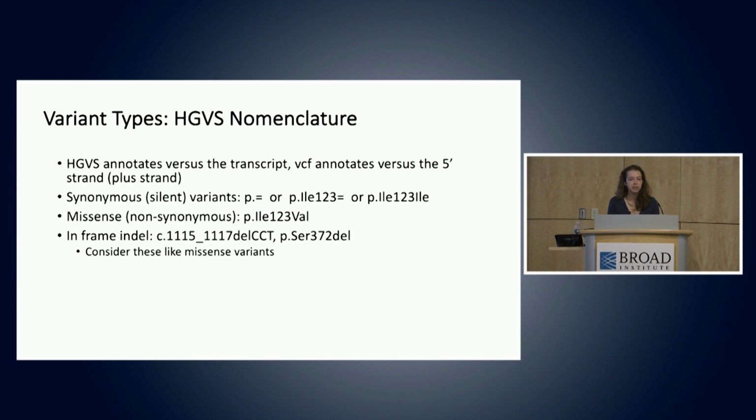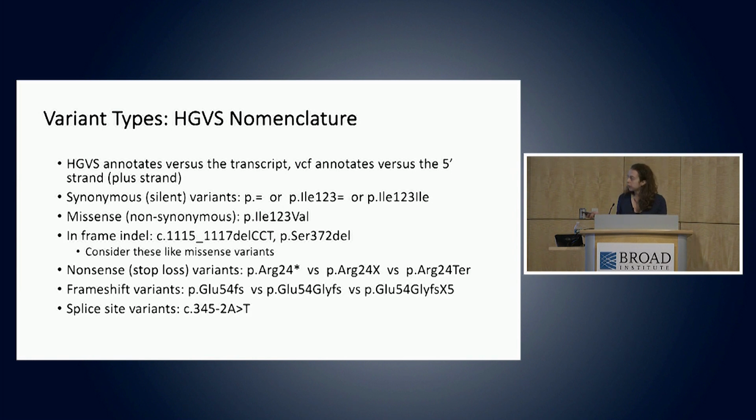For HGVS, we have silent variants that we just represent mostly as the p. And then I like these ones where we have the actual position and that it doesn't change. A missense variant, isoleucine to valine here, and it gives you the codon position. And then for an indel, you can see where it describes for the c. the bases that are deleted and then the actual change for the protein. And just to mention, in-frame indels are when you delete three bases. So you delete one amino acid, but you maintain the frame of the protein. And in general, I kind of think of these like missense variants because it's just sort of changing one amino acid.